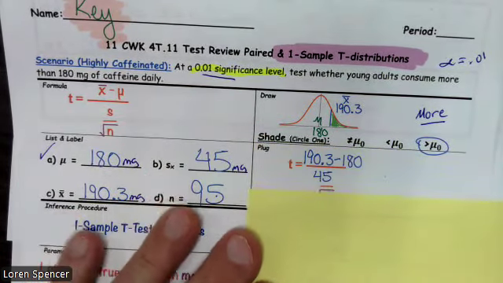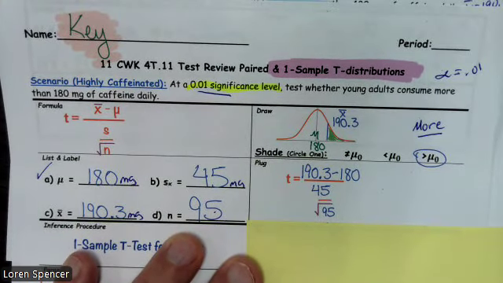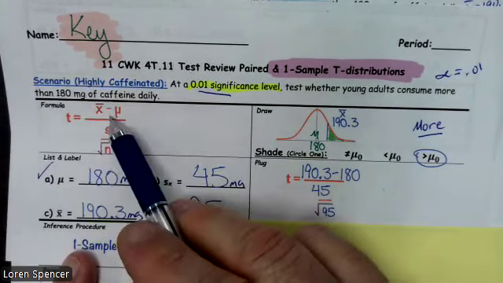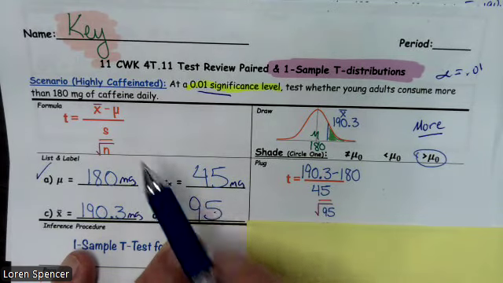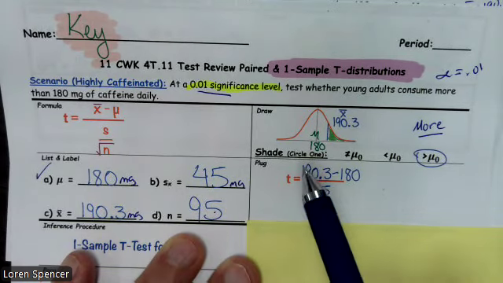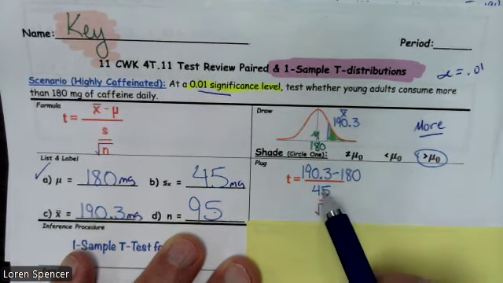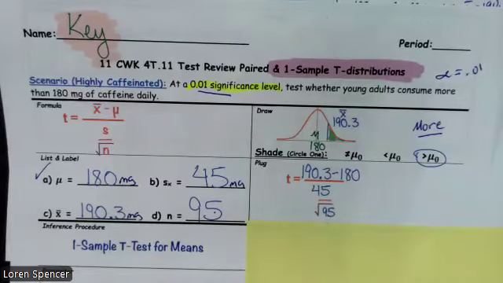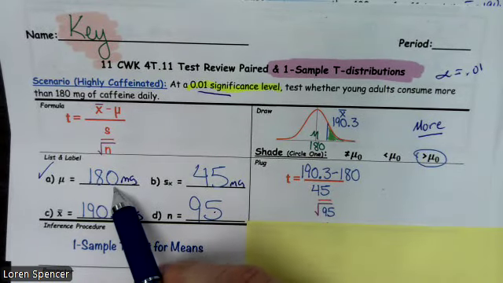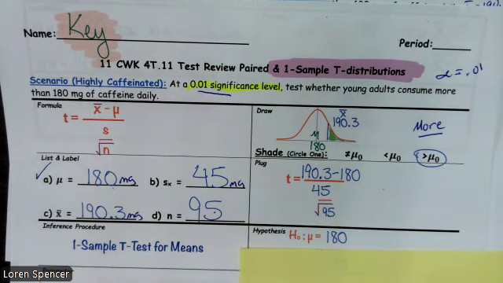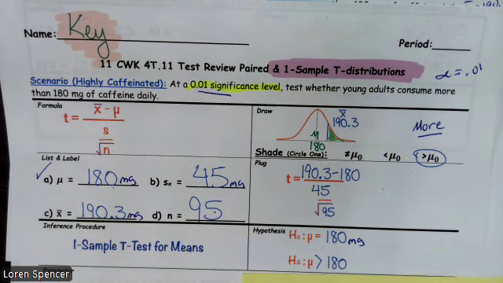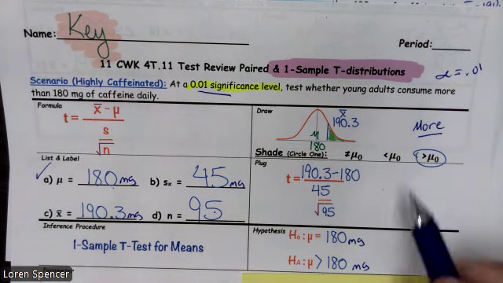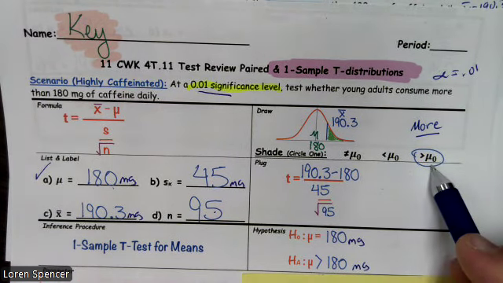So I can go ahead and plug in. And when I plug in, it's 190.3 for my x bar, 180 for my mu, 45 is my sample standard deviation, and the square root of 95. So once again, x bar, mu, s, and n. The hypothesis will be that it equals 180. Remember, the null hypothesis is always equal. So this equals 180 milligrams. The alternative is that it's greater than 180 milligrams because of the word more that they used earlier and that we have marked up here.